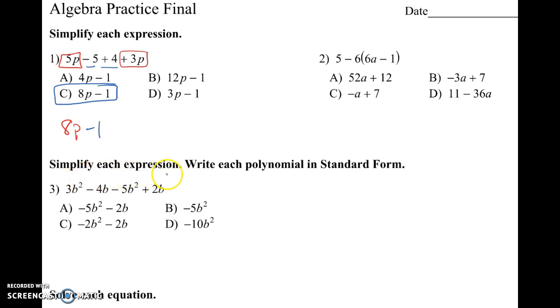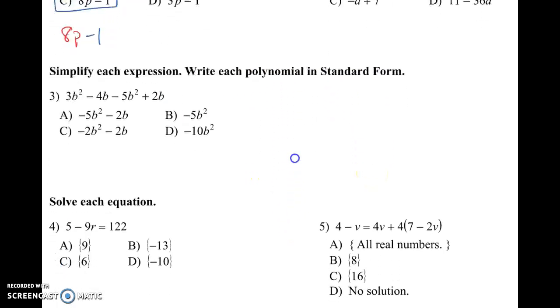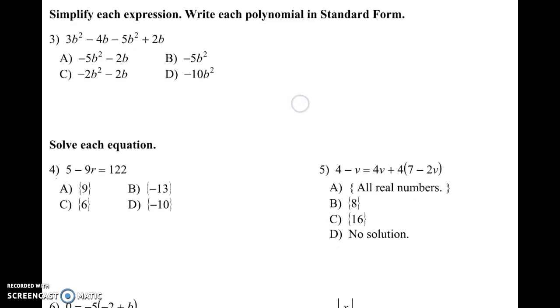Now moving on to number 3. It says simplify each expression, write each polynomial in standard form. Again, I'm going to combine like terms, and then I'm going to write it in highest degree to lowest degree. So I have a 3b squared and a negative 5b squared. So that is a negative 2b squared. And I have a negative 4b and a positive 2b, which is a negative 2b. So this matches with answer choice C.